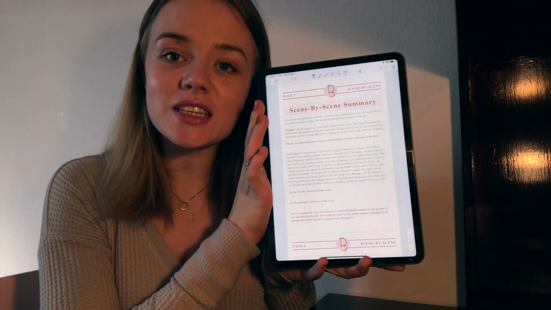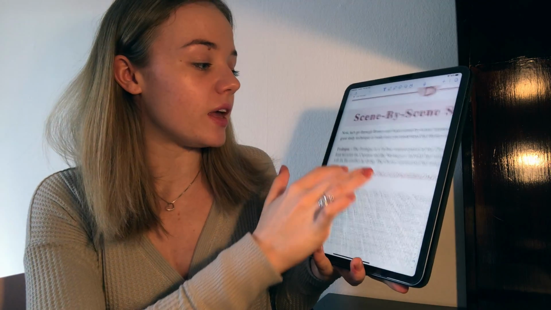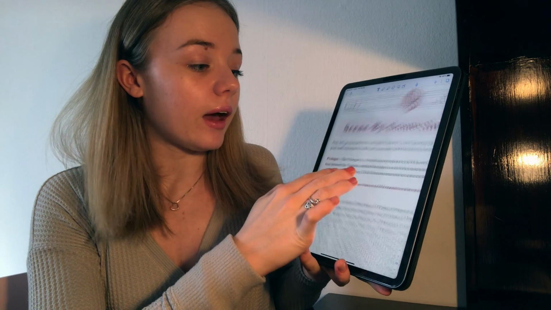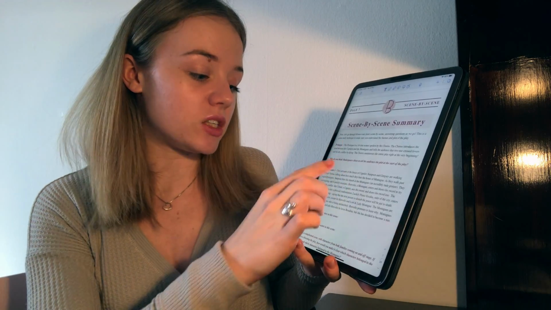Now, if you head to the printable, downloadable PDF study guide, which I've got linked down below, you can actually go through a scene-by-scene summary of the play, which I have written out for you and included questions. Let me show you. So this is what the scene-by-scene summary will look like. What you basically have is the title of each scene, and then a short summary, and then a question underneath with space for you to answer.